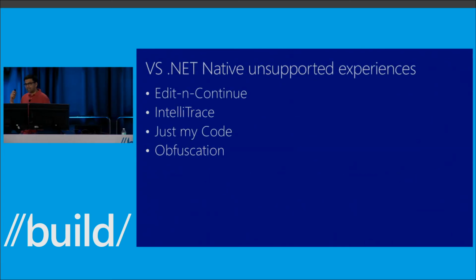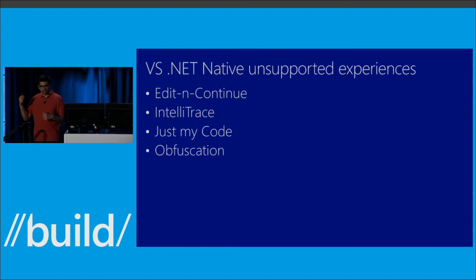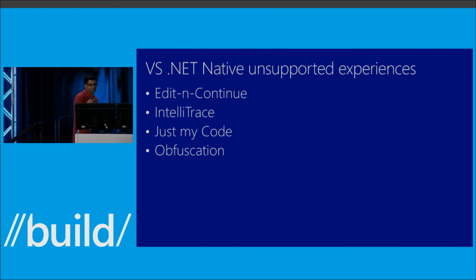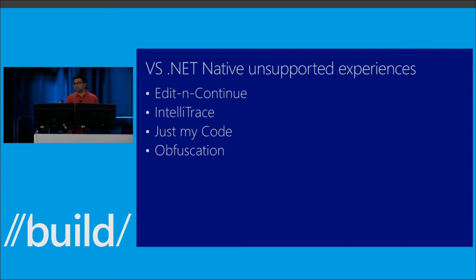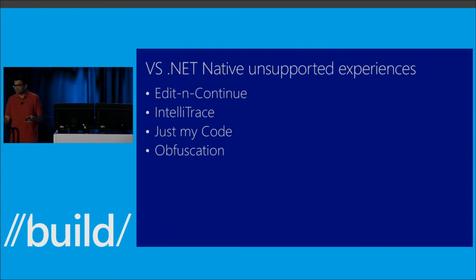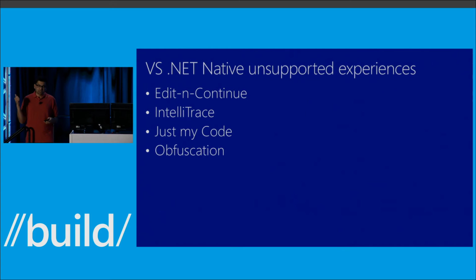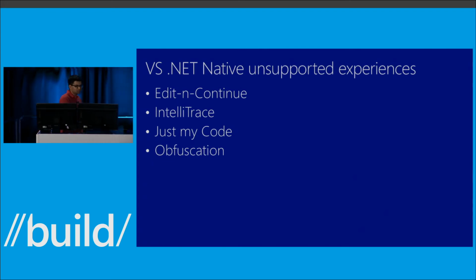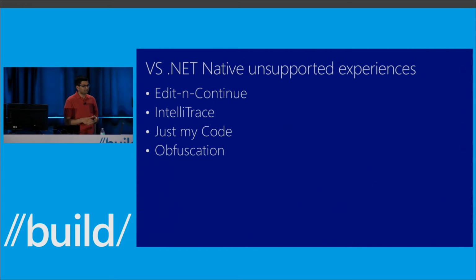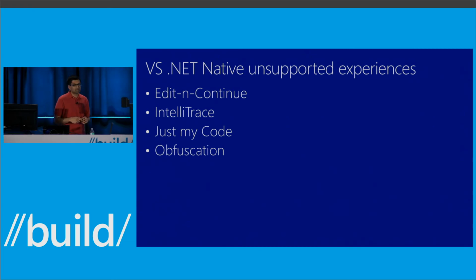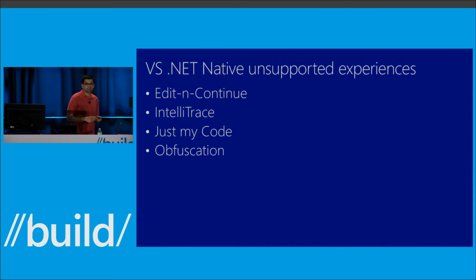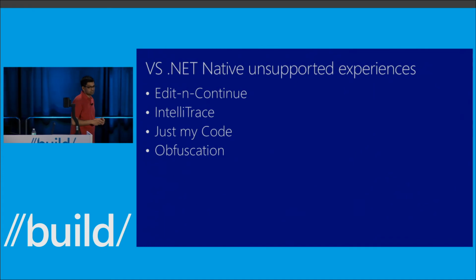.NET Native has some VS integration backlog that we haven't really addressed. The one that you'll probably care about most is edit and continue. By the way, we just added edit and continue for C++ in VS 2015 or something like that. Edit and continue doesn't work for .NET Native apps. It does work for debug when you're doing core CLR. So you should primarily use your debug loop using core CLR, because that's going to be the best, most productive environment. But we don't support edit and continue for .NET Native. Things like obfuscation and IntelliTrace and just my code also don't work. But all of these, of course, work just fine for a debug build.